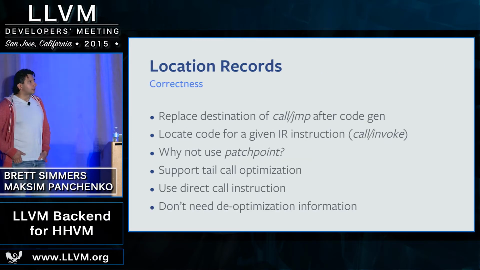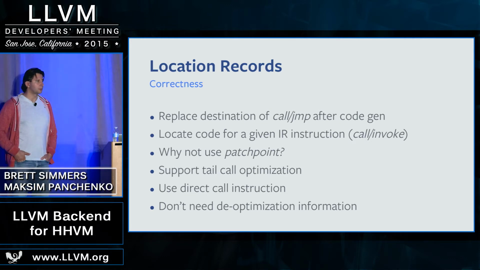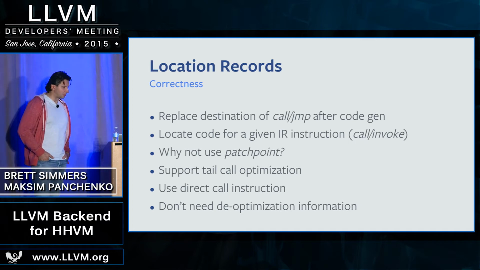Another trick that our VASM backend was doing was marking the call sites and telling the runtime to patch these call sites in the future. For example, you have a call to a function, the function gets re-optimized or optimized in the future, and you want to replace the destination. It's a performance optimization, but we were using it not only for performance purposes. Our correctness actually relied on it.